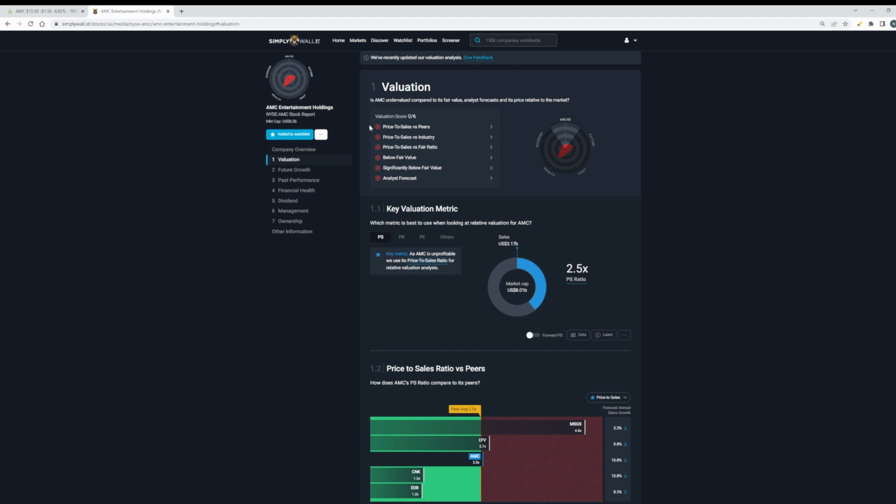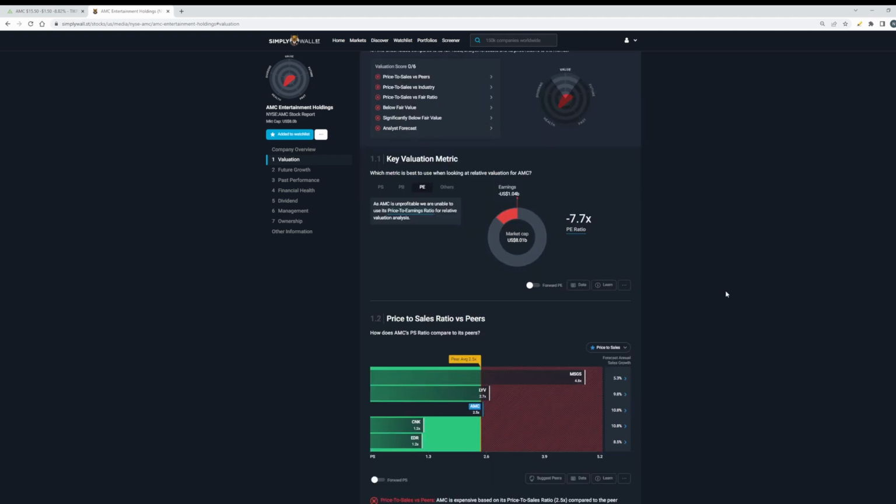So if we have a look at the valuation here of AMC, you can see that it scores 6 red crosses, and that's basically because it is unprofitable. And one of the value metrics I like to look at is PE, and obviously because AMC is unprofitable, you don't get a positive PE. Therefore they've got it here as minus 7.7, but if it's unprofitable, it's not going to be looking any good.